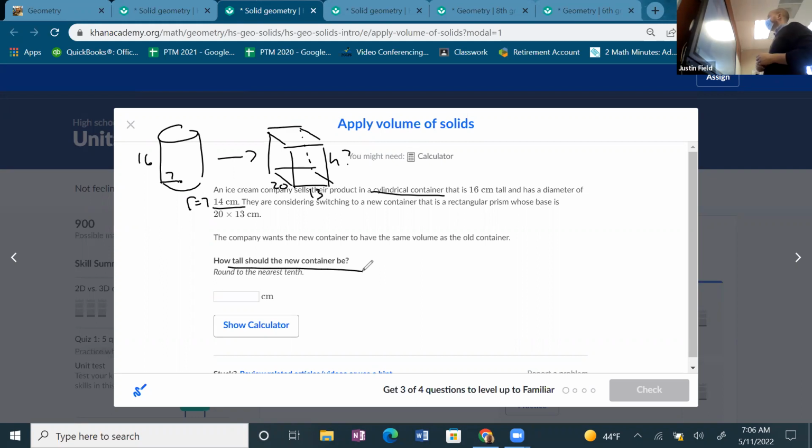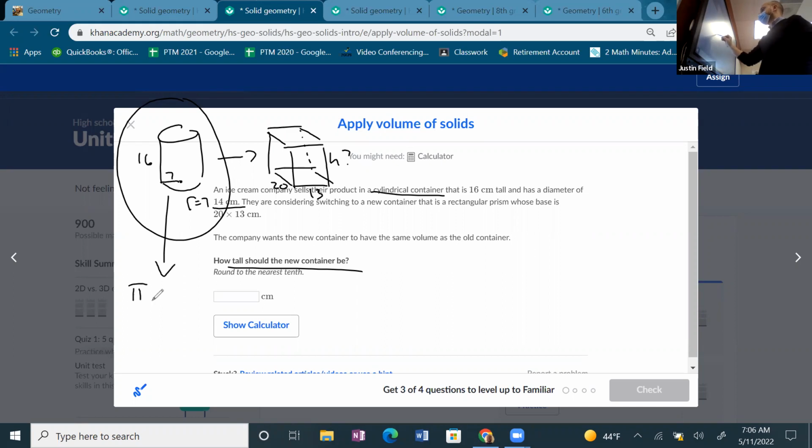Well, we want their volumes to be equal. We never want to change the volume, just the shape. So let's find the volume of the first one since we have all those measurements. And then we will know the volume and we will solve for the height. This is just a nice little algebra problem. So what is the volume for a cylinder? We know it's pi r squared h. So substitute that in.